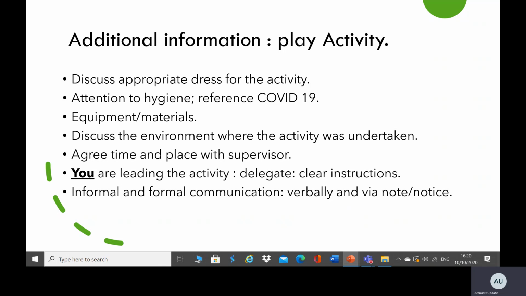Now, the attention to hygiene would be very important, and you would want to mention COVID-19 here and the excessive washing of hands. Before you left for any activity, the children all washed their hands, and when they came back in, all hands were washed again, including your own.